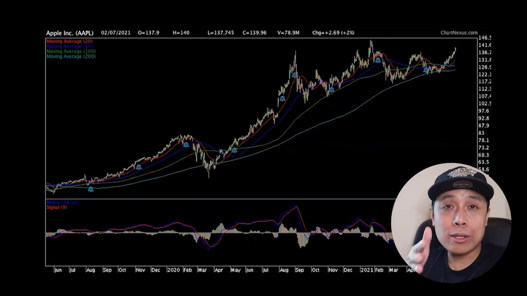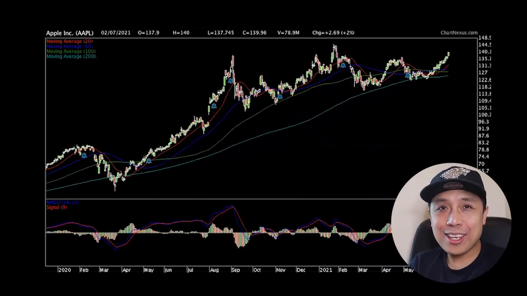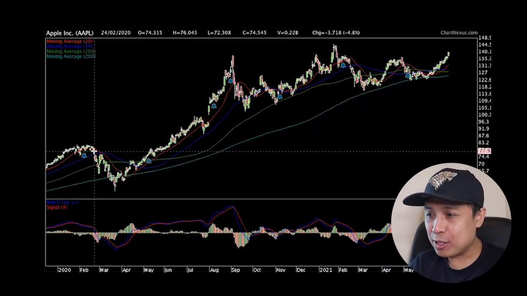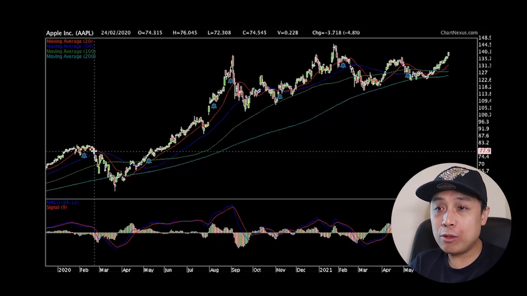As you can see right here, that's what's happening to Apple. But that's not our topic. We're here to talk about reversals. So if you're looking at reversals right here, I want to show this to all of you. If you look at it here, this was Apple stock February 2020.